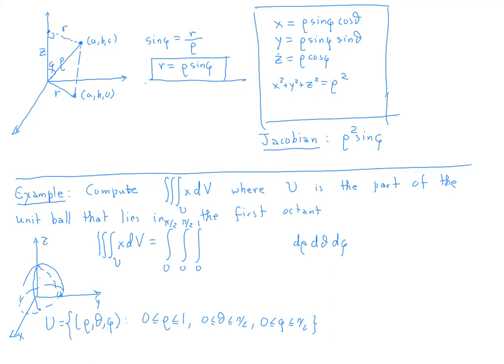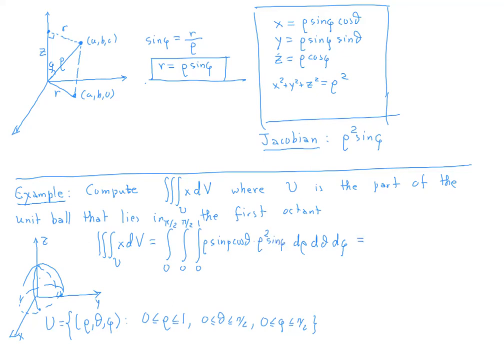That's step 1. Step 2 is to take care of the integrand. This is where we have to remember our formulas. We have x, so x is rho sine phi cosine theta. And finally, we should multiply by the Jacobian, which is rho squared sine phi.